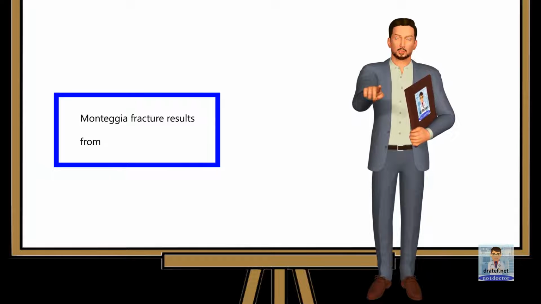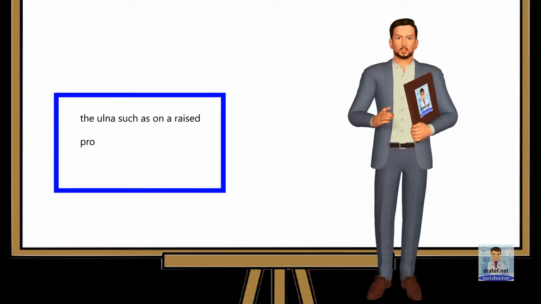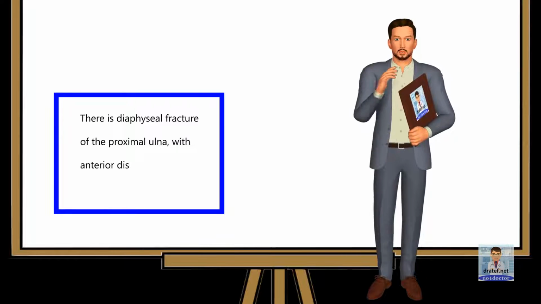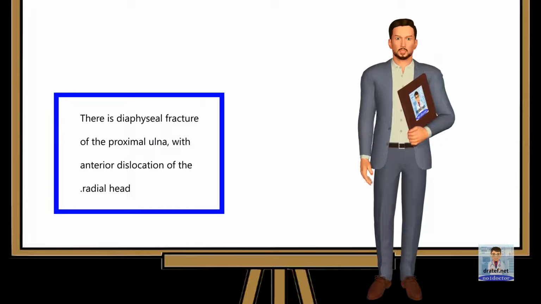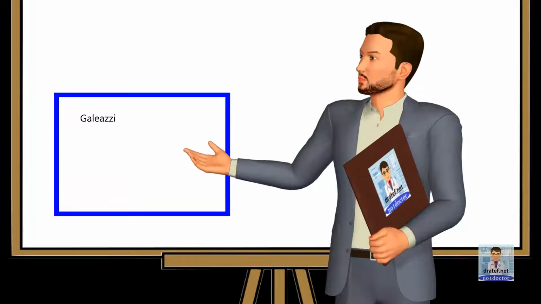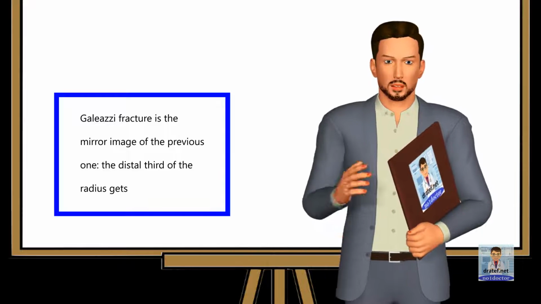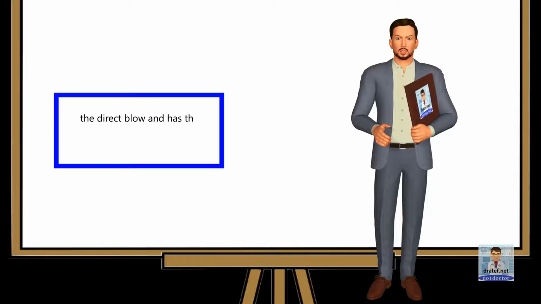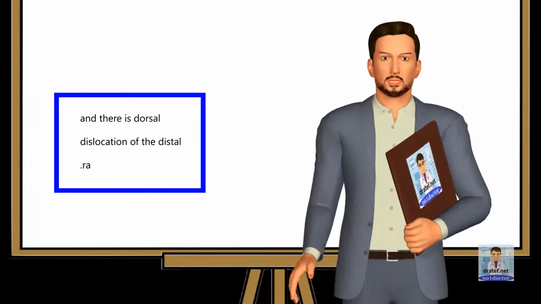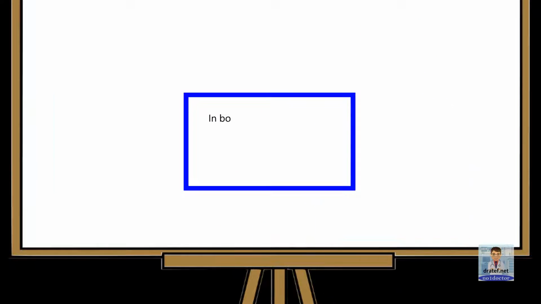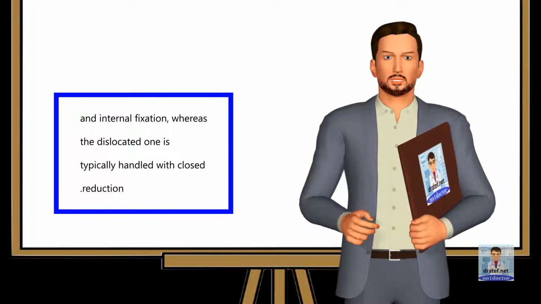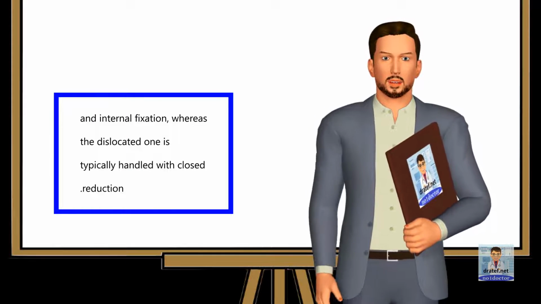Monteggia fracture results from a direct blow to the ulna, such as on a raised protective arm hit by a nightstick. There is a diaphyseal fracture of the proximal ulna, with anterior dislocation of the radial head. Galeazzi fracture is the mirror image of the previous one. The distal third of the radius gets the direct blow and has the fracture, and there is dorsal dislocation of the distal radio-ulnar joint. In both of these, the broken bone often requires open reduction and internal fixation, whereas the dislocated one is typically handled with closed reduction.